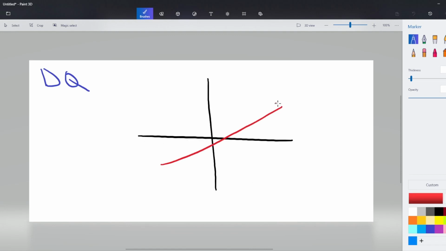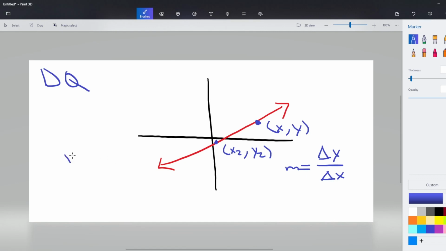So let's say I have this line, and I want to find the average rate of change between 2 points on this line. What I would do is find the change in the y over the change in the x. Now this is very similar to slope, right? So for a line, the average rate of change is going to be the same as slope. So in this case, it would be y1 minus y2 over x1 minus x2.